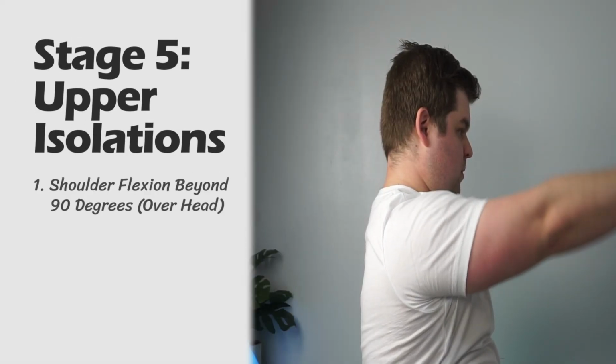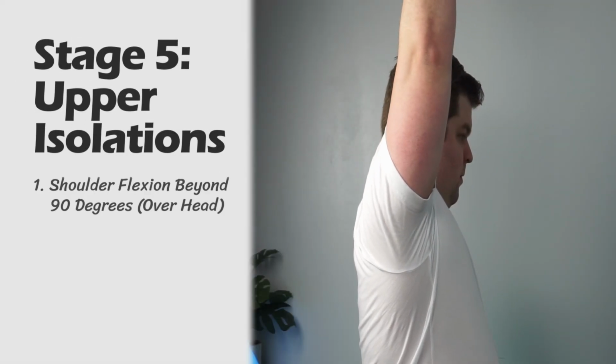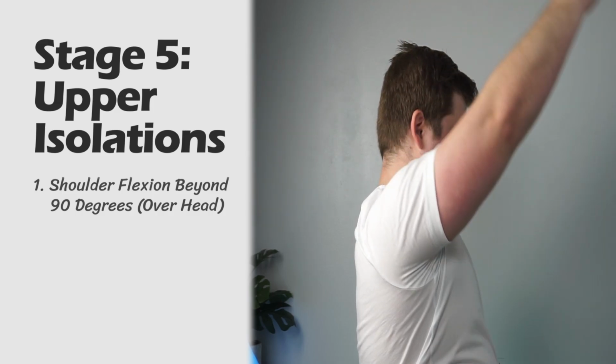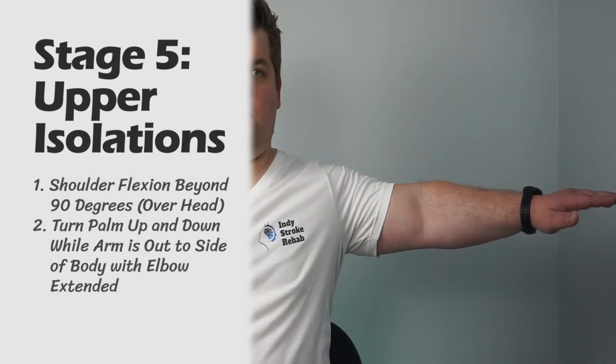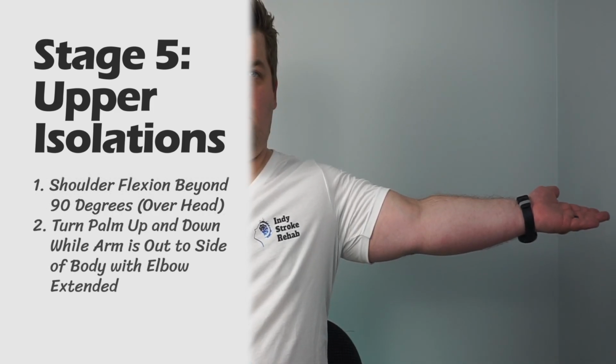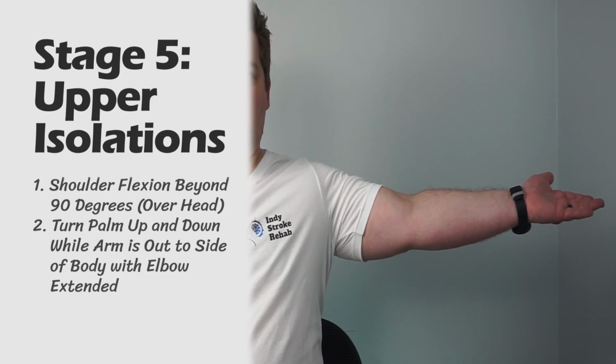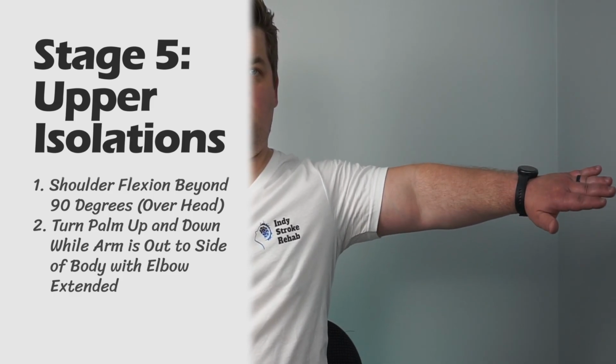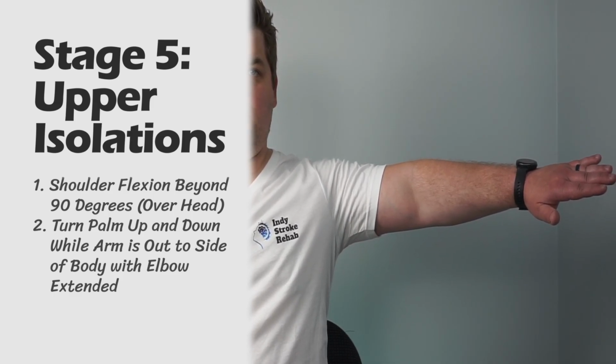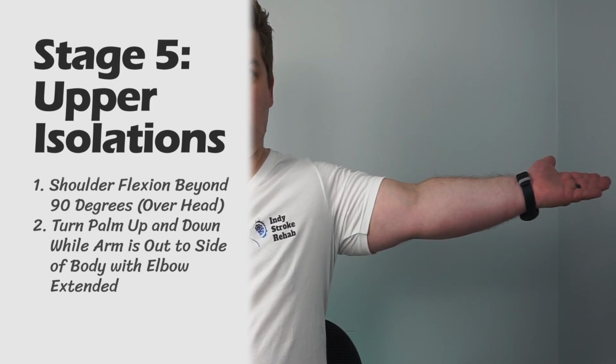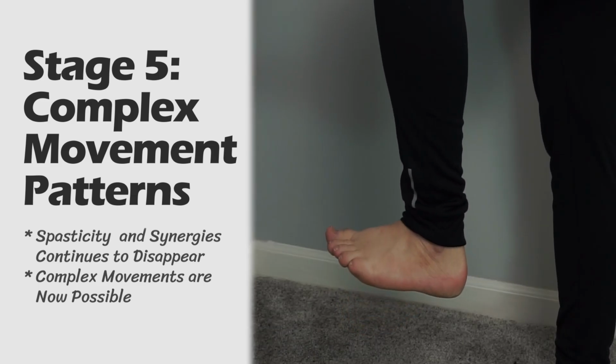Shoulder elevation beyond 90 degrees and up to 180 degrees. The second movement would be to perform shoulder abduction to 90 degrees with your elbow in extension and be able to pronate and supinate, which is move your palm up and down, and maintain that abduction of 90 degrees. And for the leg, you should be able to do at least one of these following movements to be classified as stage 5. Knee flexion while standing, or ankle dorsiflexion in standing.